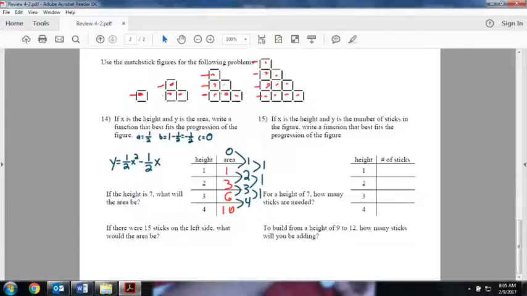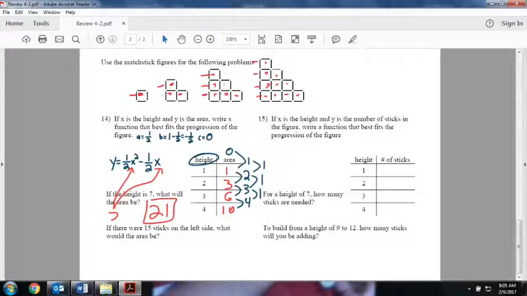There's your equation. If the height is 7, what will the area be? Well, the height is your x value, right? So we're going to take 7 and plug it in for my x's. So 0.5 times 7 squared minus 0.5 times 7. Oops, I said negative, but it's a positive 0.5 for the first term. And we get 21. We'll get an area of 21. That's what we expect.